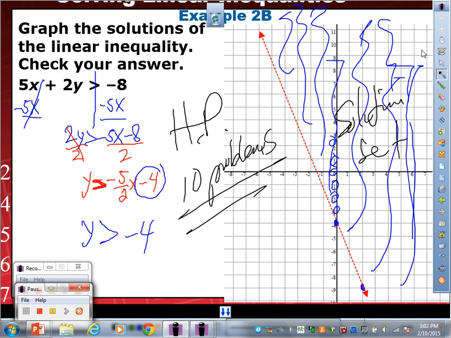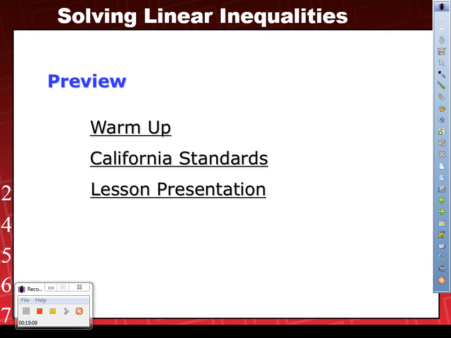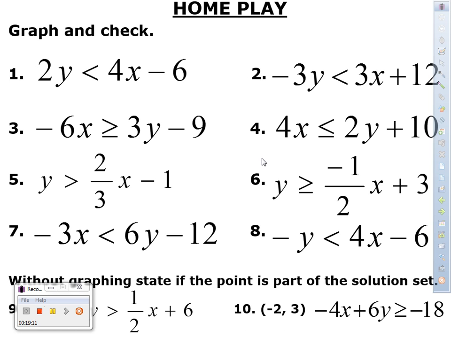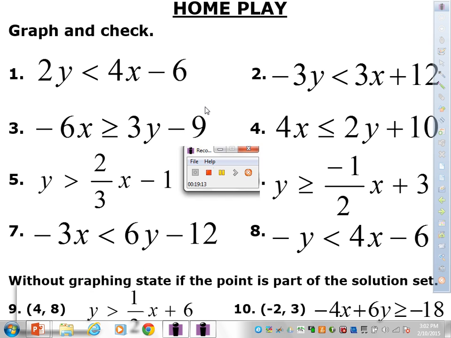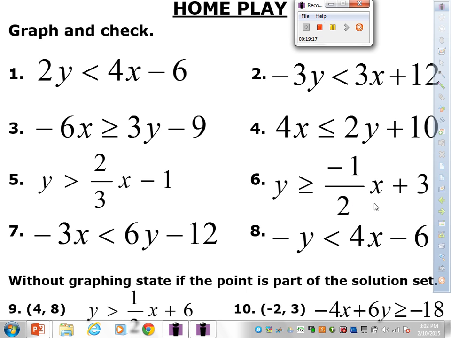Let me put the 10 problems. I forgot to put them at the beginning. Let's see, home, there they are for the home play. Those are the 10 problems for your home play.